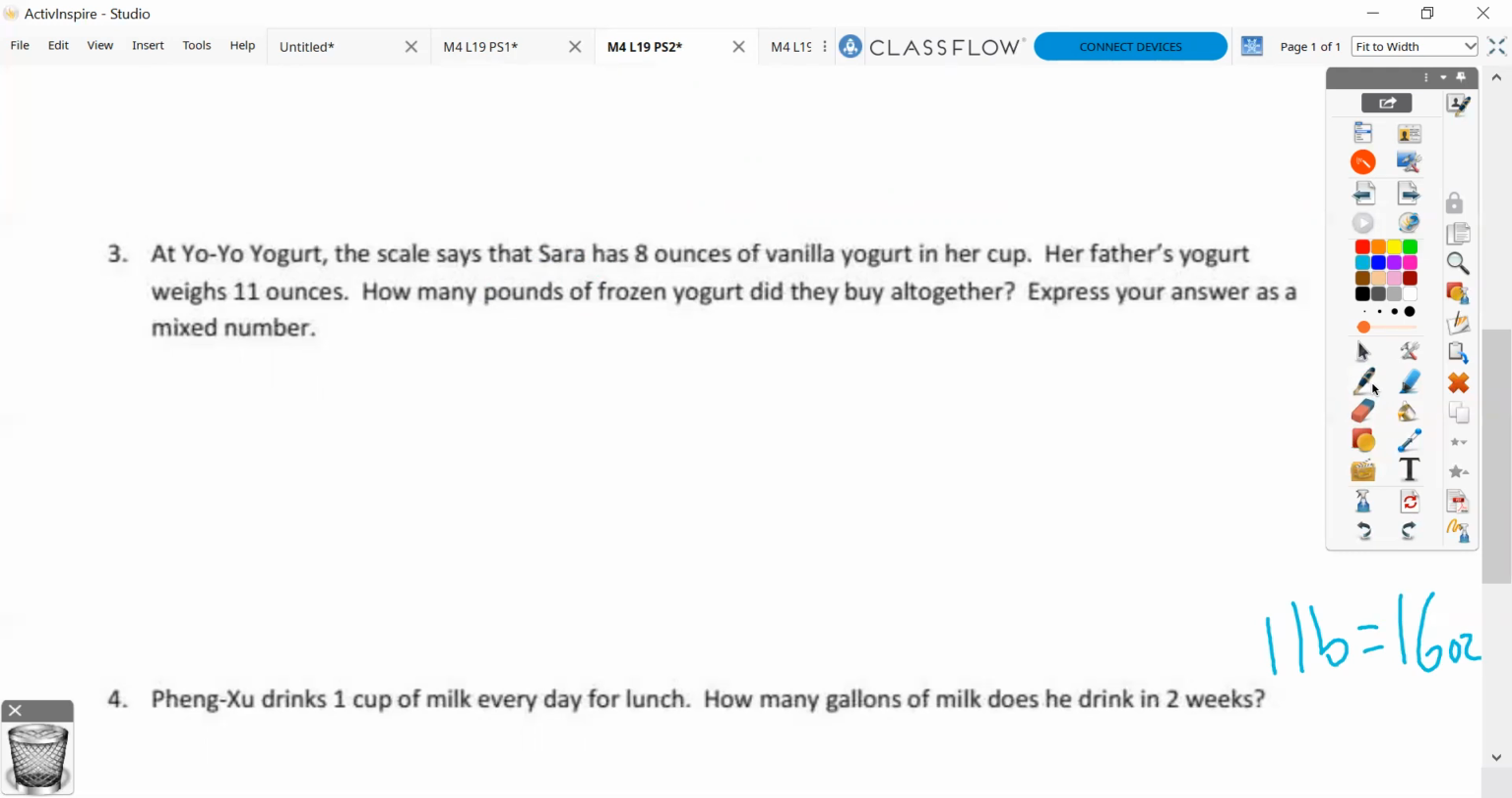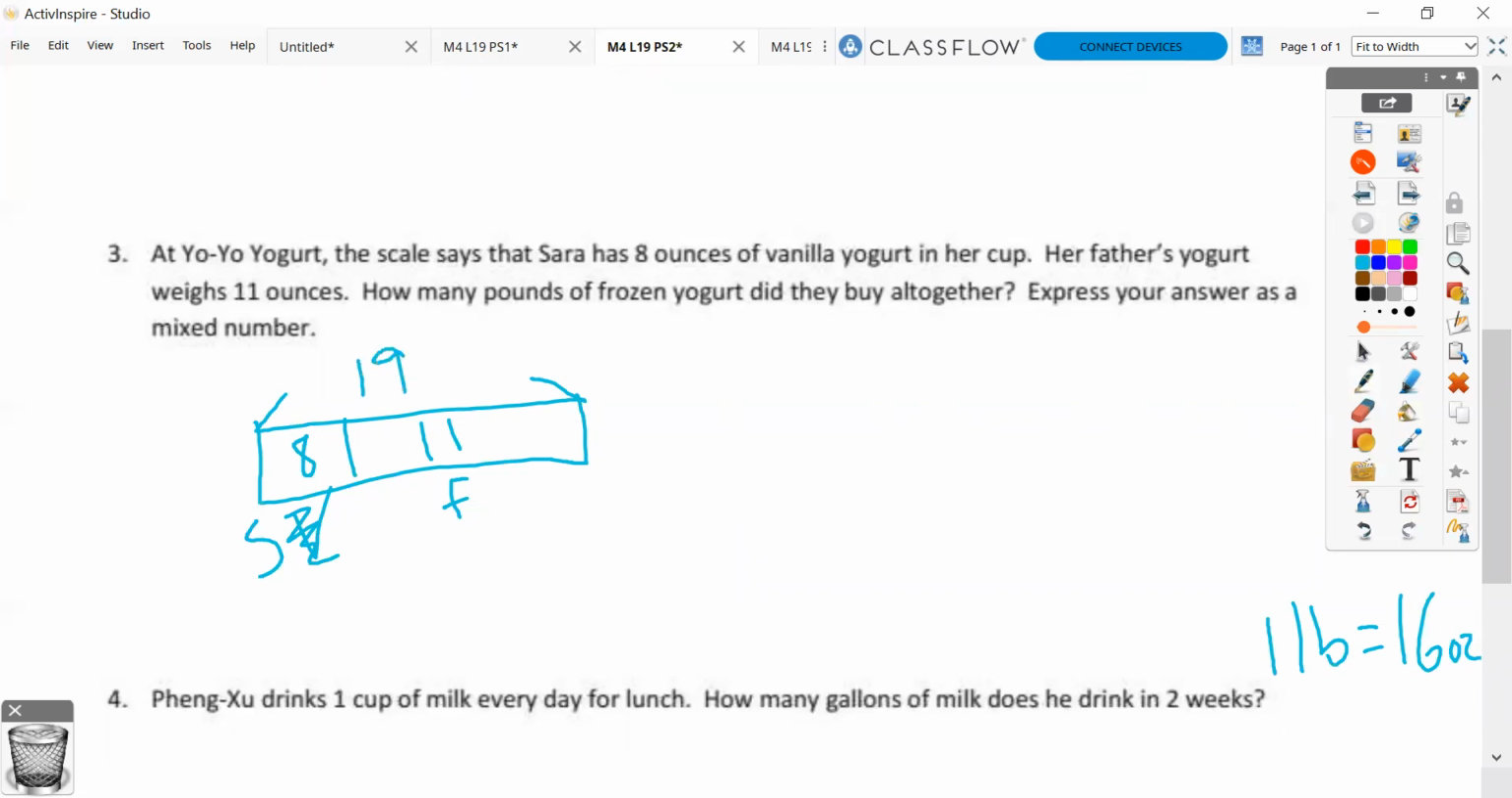So the scale says that Sarah has 8 ounces of vanilla yogurt. That's the vanilla. Her father's yogurt weighs 11 ounces. I guess we don't need to know the flavors. So that's Sarah. And then her father had 11. The question would be, how many pounds did they buy altogether? Well, first we need to know how many ounces they have altogether. Well, 8 plus 11, that's 19. And I should have written the ounces down here too. So now I know that there's 19 ounces.